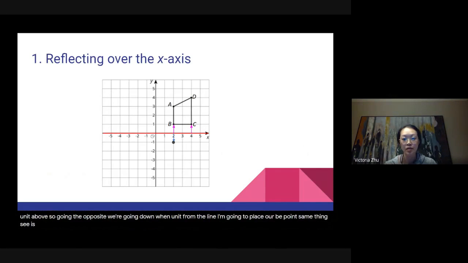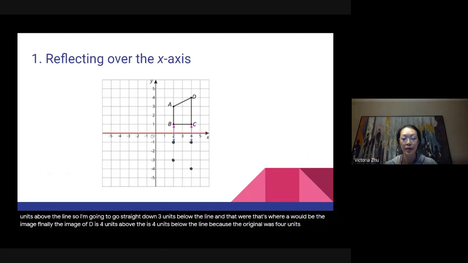Same thing, C is 1 unit up, so we're going to go 1 unit down below the line to plot our image for C. And then likewise, A, it's 3 units above the line, so I'm going to go straight down 3 units below the line, and that's where the image of A would be. Finally, the image of D is 4 units below the line because the original was 4 units above. And now we can connect our dots. And lastly, labeling the correct image points. And that would be done.